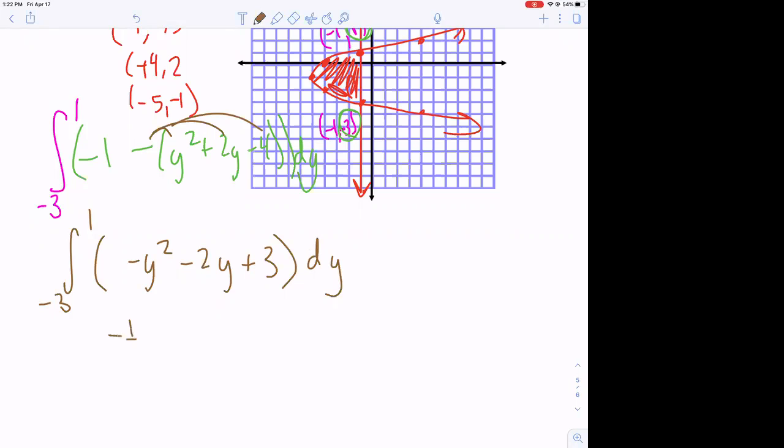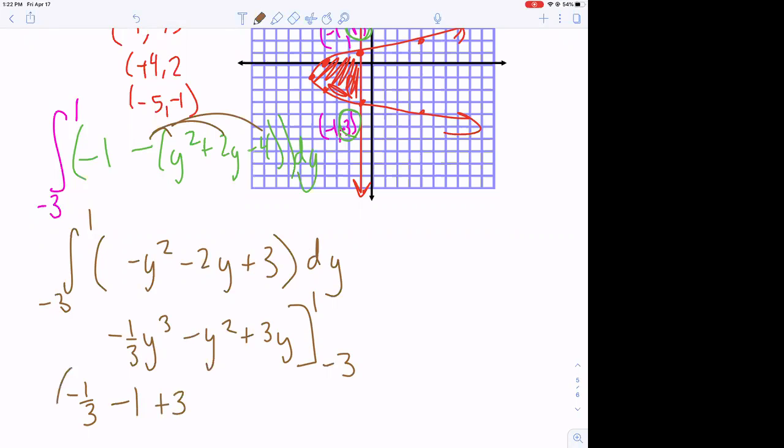And then we could go backwards from there, right? -1/3 y cubed minus y squared plus 3y from -3 to 1. I feel like I'm doing a lot of integrals. I don't know if that's actually helping you guys. If it's not, then you can always skip ahead, I suppose. So plug in 1, you get that, and then you subtract out what you get when you plug in -3.